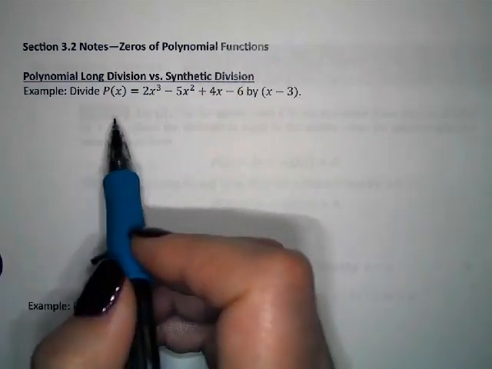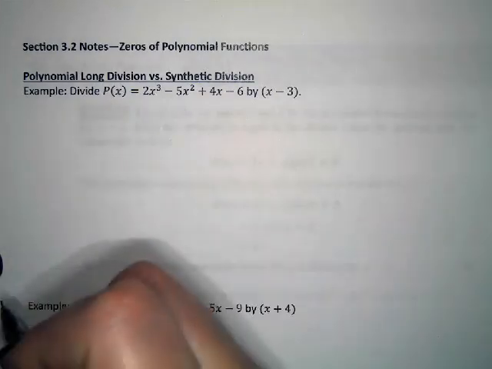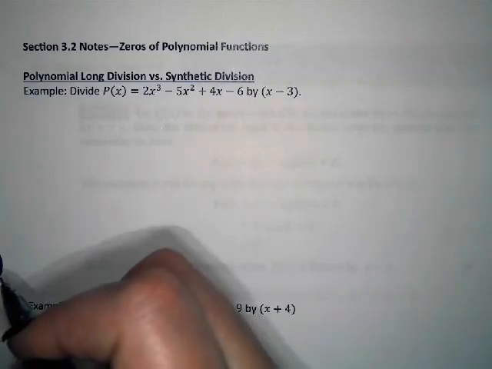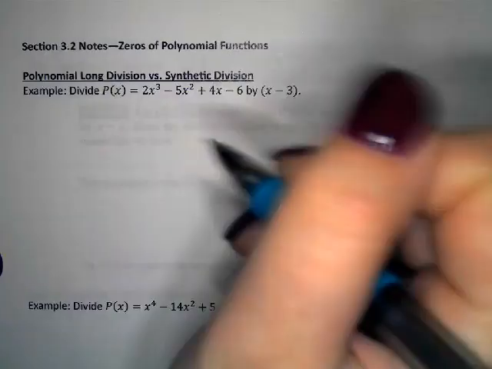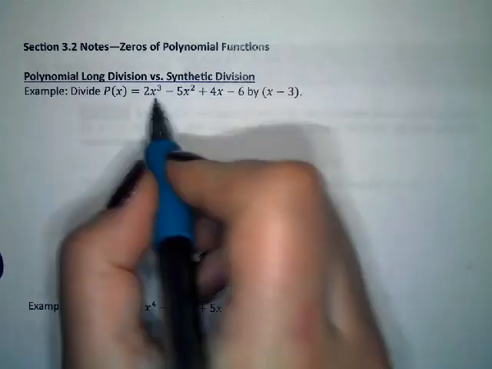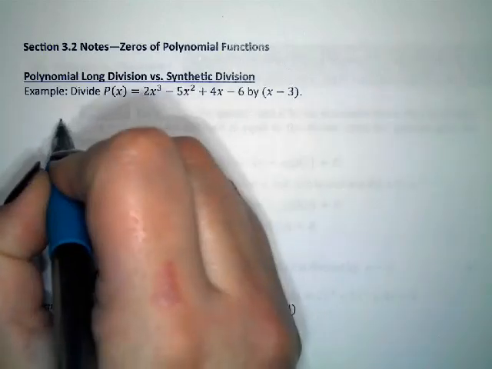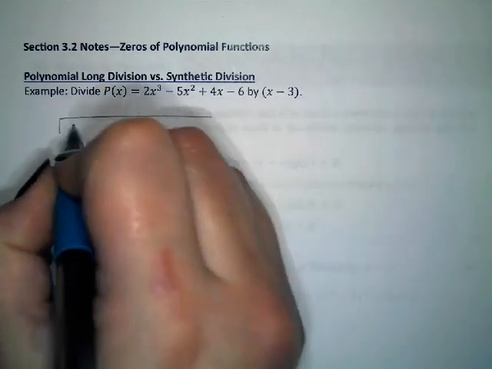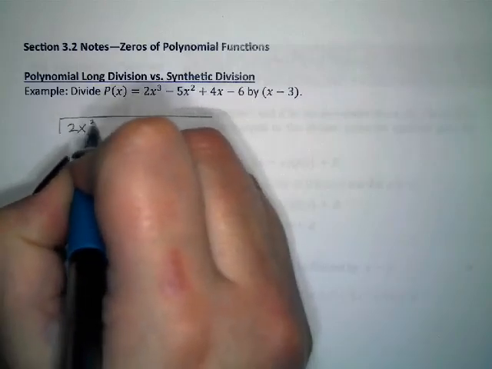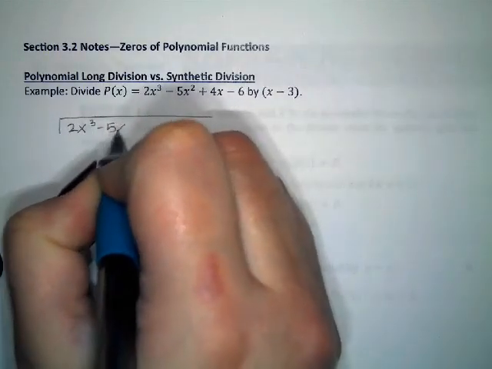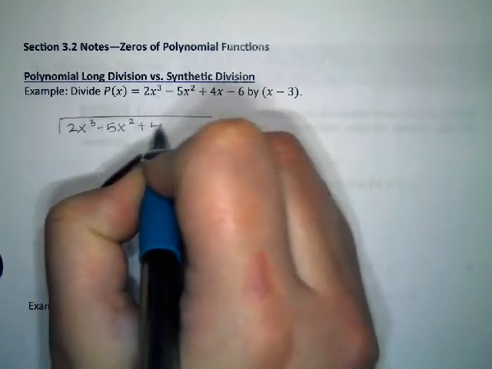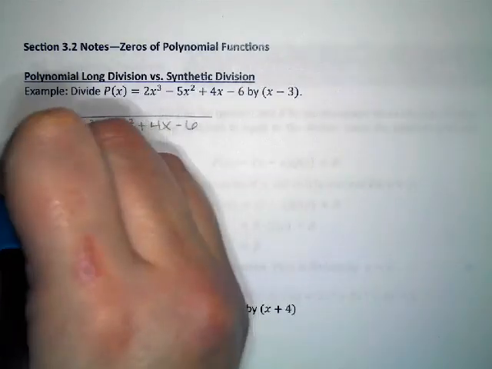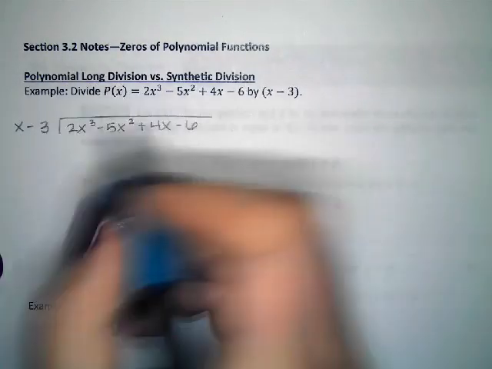So polynomial long division is kind of what it sounds like. It's long division like you might have done in 4th grade maybe, but with polynomials instead of just with regular numbers. So we're taking this, I'm going to go ahead and draw my long division, 2x to the third minus 5x squared plus 4x minus 6 divided by x minus 3.